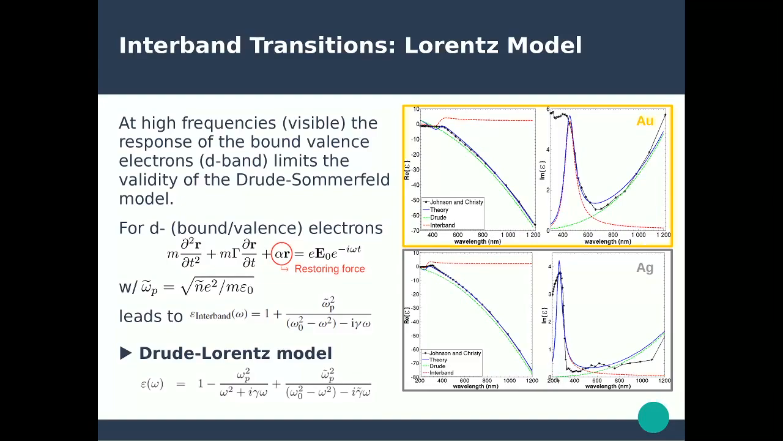Now the red curve is the Lorentz model only, so this is the interband transitions only. You see that we can just describe this Lorentz resonance that describes much better this high energy region. And if you calculate the Drude-Lorentz model, which is the sum of the two, the Drude and the Lorentz, you end up with the blue function here that describes fairly well this electric permittivity for both gold and silver.